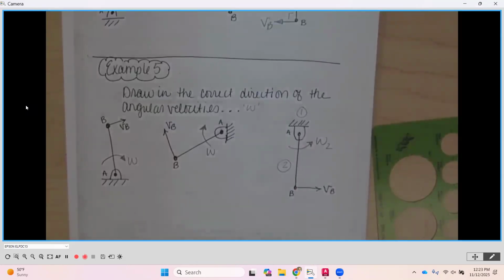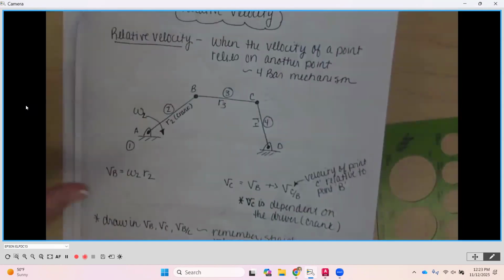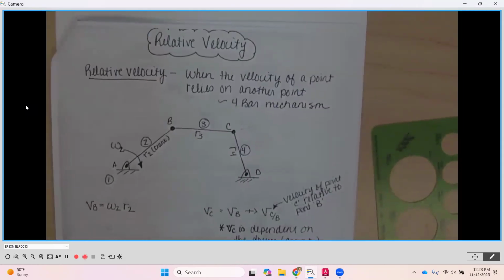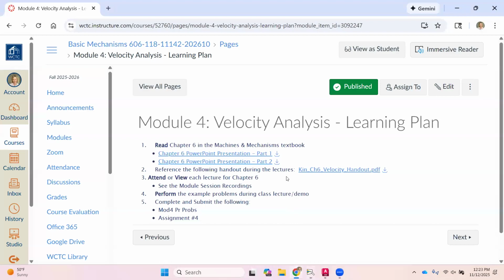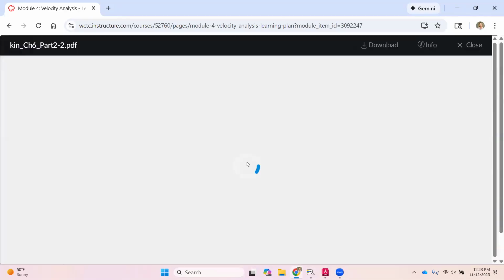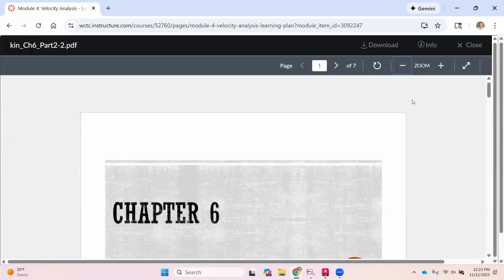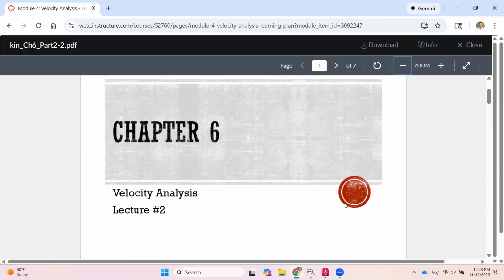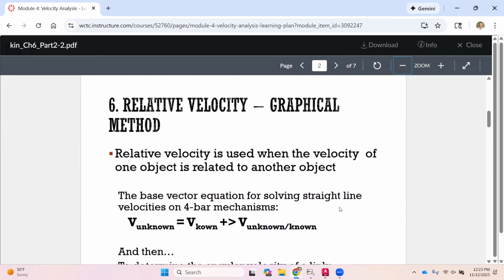All right, then we're ready to turn the page and start looking at a new subject. Okay, a new subject. Now, what I'm going to do is start us back under Module 4, and I'm going to open up the PowerPoint presentation, part 2. So this is still chapter 6. We're going to continue on, but now we're going to be looking at section 6.6, which starts on page 130. And we're going to be looking at what we call the relative velocity method, using the graphical version of that.